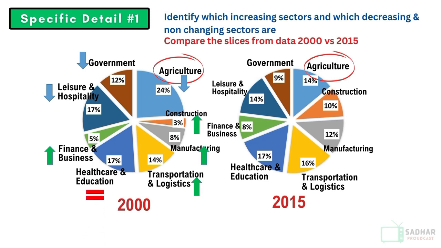And last but not least, for the last sector, which is healthcare and education, in the year 2000 it's 17%, in the year 2015 also 17%. So it does not change.